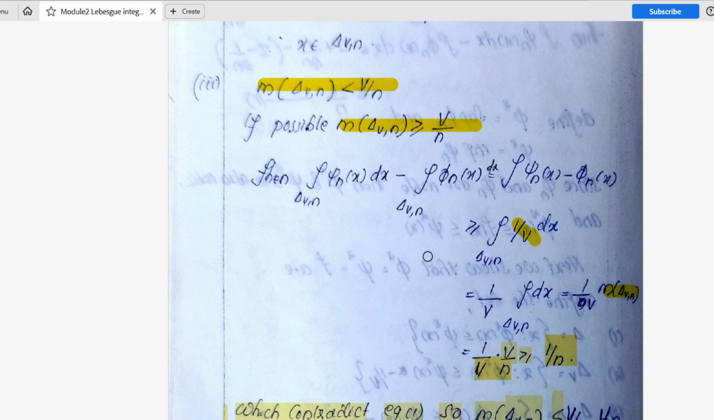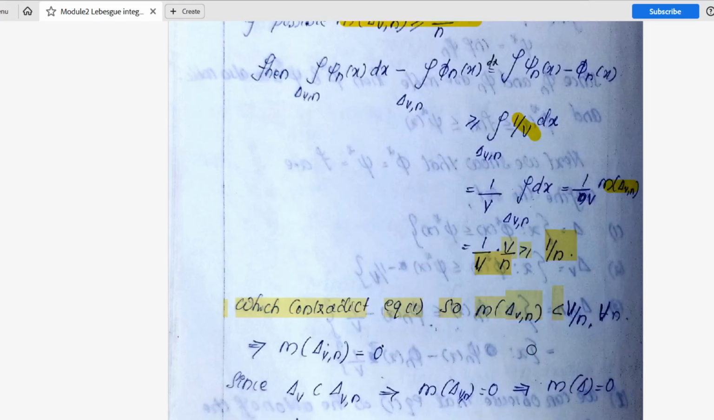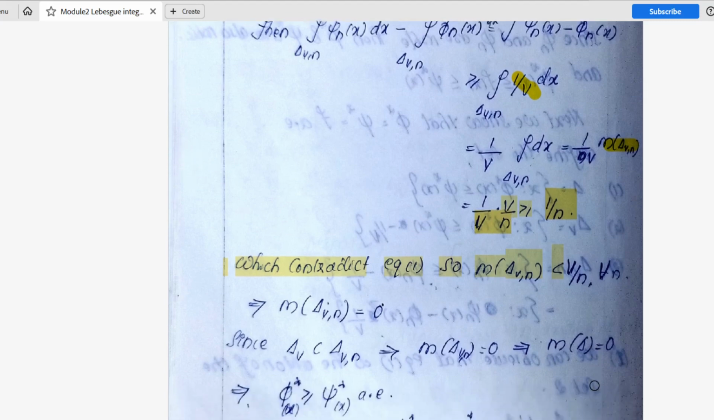Okay, first equation. Therefore, the measure of delta v comma n is less than v by n for all n, so the measure of delta v comma n is equal to 0. Since delta v is a subset of delta v comma n, this implies the measure of delta v is equal to 0.